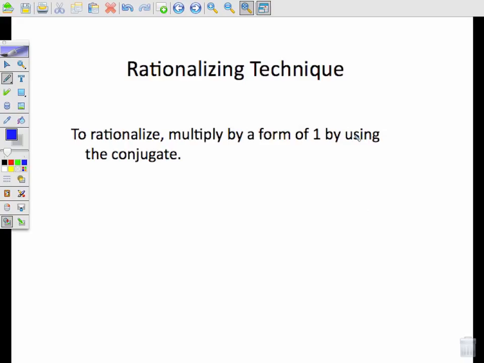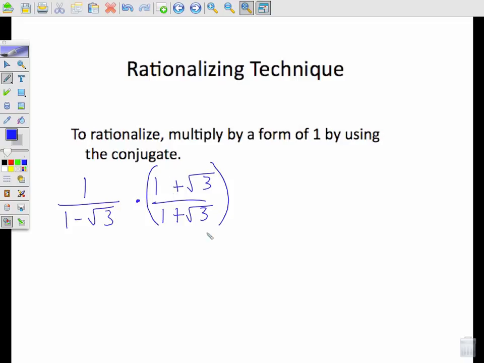The next technique is called rationalizing, when we have to rationalize to get rid of square roots and so forth. To rationalize, we multiply by a form of 1 using the conjugate. Just a quick example of what that would look like: if I have 1 over 1 minus the square root of 3, what I would typically do is multiply by 1 plus the root of 3 on top and bottom. This is the conjugate, and this is an expression equivalent to 1. So that's what rationalizing is going to look like.